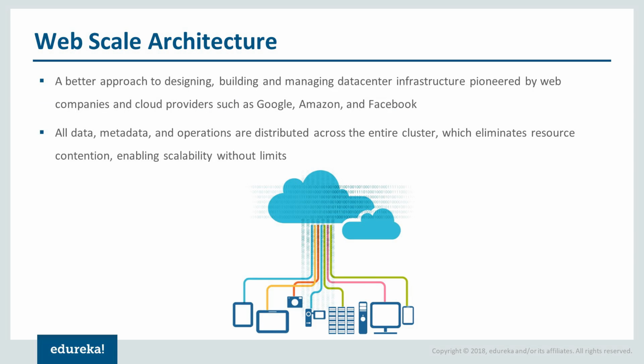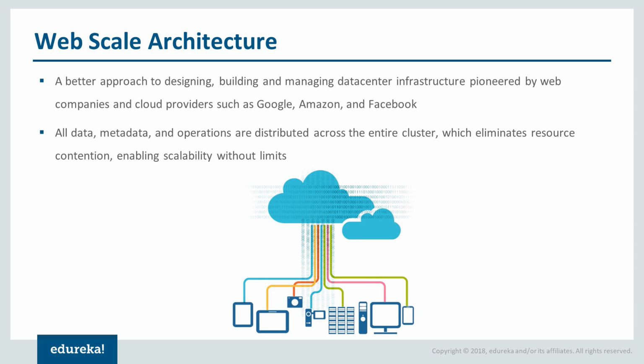We are discussing the web scale architecture on which Git is also based. Web scale architecture is more suitable when we are thinking of keeping our repository in the cloud, which is the case with GitHub. This was pioneered by different cloud providers and web companies such as Google, Amazon, and Facebook.